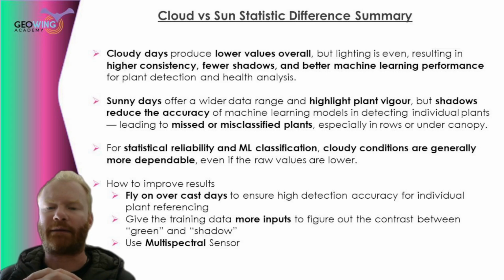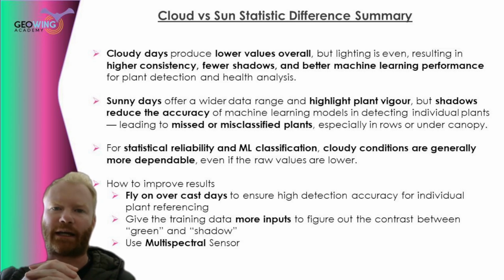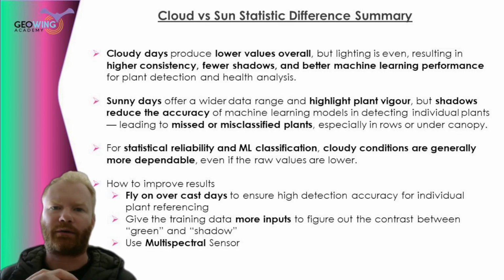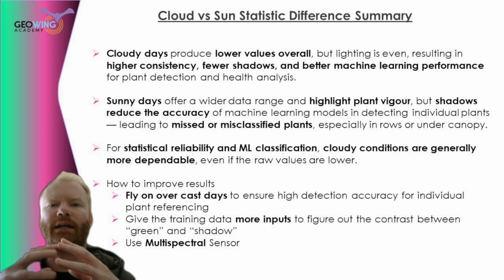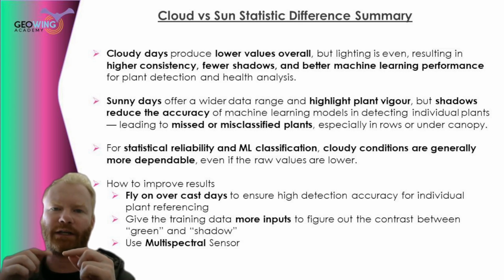Whereas on a sunny day, the light values are too scattered. This then decreases the accuracy of the machine learning algorithm's ability to pick up individual plants, because it's confusing them with shadows, and it also means that the very inconsistent light across the patch in terms of the green values will also give very high variations in the plant health index. So this will then skew the data.